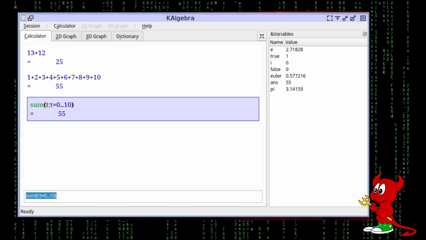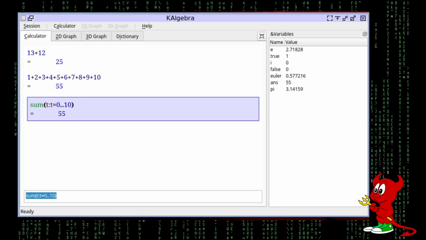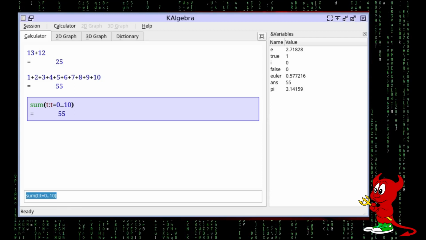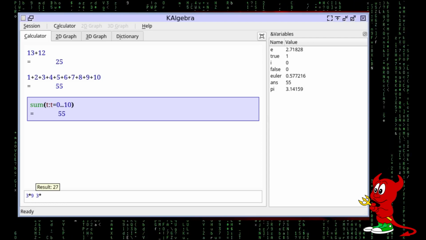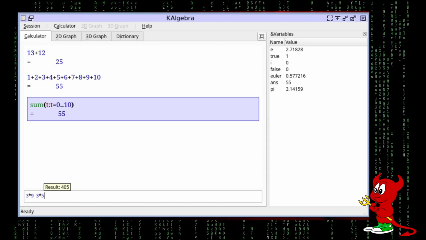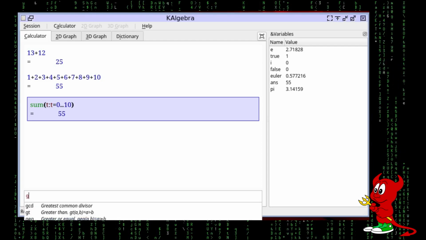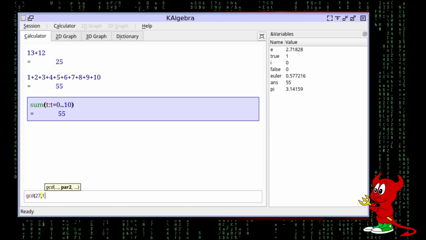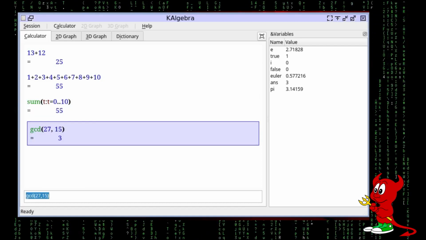Let's have a look at other tasks that kids can use. For example, finding out the greatest common divisor between 27 and 15. 27 is 3 times 9, and 15 is 3 times 5. So the greatest common divisor should be 3. Let's test it out. Greatest common divisor between 27 and 15. And the answer is 3, as expected.